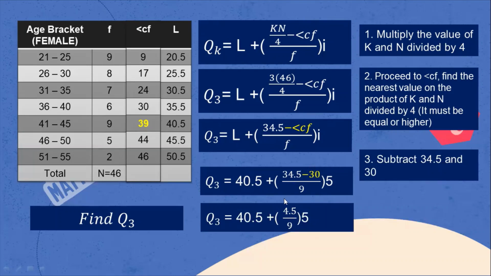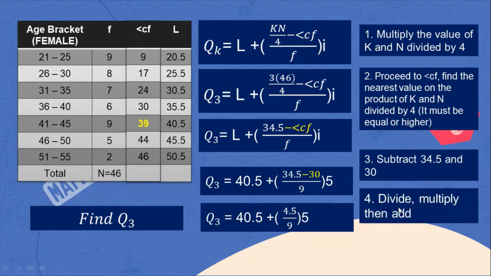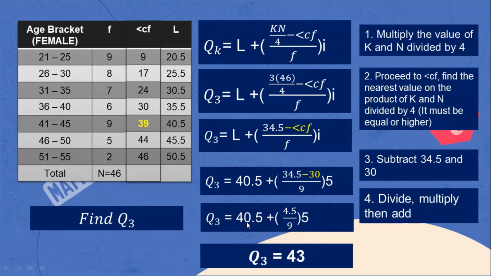4.5 divided by 9, multiplied by 5, plus 40.5. Next step, divide, multiply, then add. 4.5 divided by 9 is 0.5, times 5, plus 40.5. The answer is 43. The score on quartile 3 is 43. Okay? I hope you were able to follow our instruction.